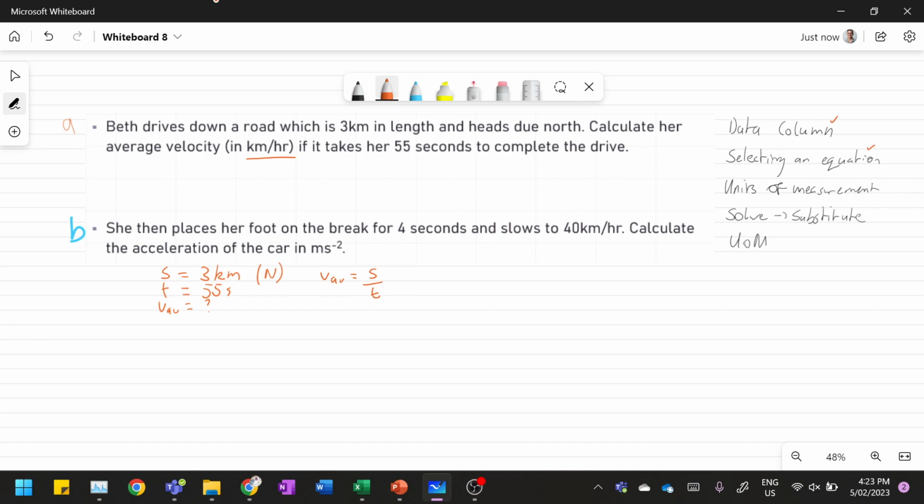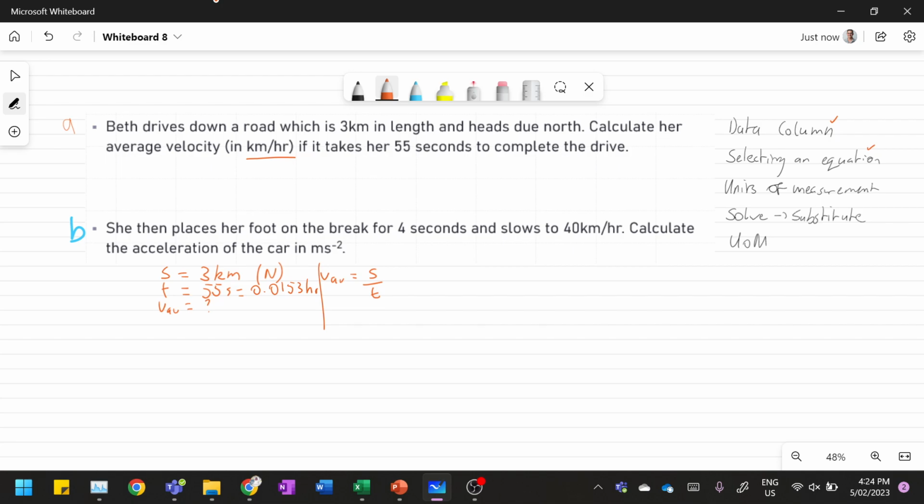So we're going to need to do a bit of a conversion to go from 55 seconds to hours. The way that I'm going to do that is divide 55 by 60 twice. The first division will convert it to minutes. The second division will convert it to hours. And that number is 0.0153 hours.